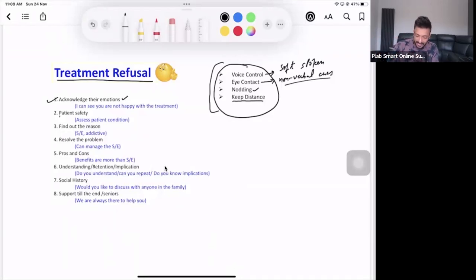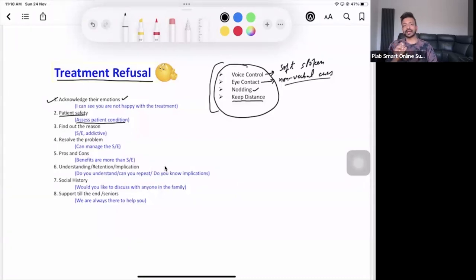That is what I mean by my second point, patient safety: assess the patient's condition and current situation. Ask the patient why they actually came to the hospital, what was the reason behind it. Maybe the patient had fever, cough, or shortness of breath. Now you can ask, how are you feeling now? How's your cough now? How's your fever now? How's your shortness of breath now? You can ask all those questions.